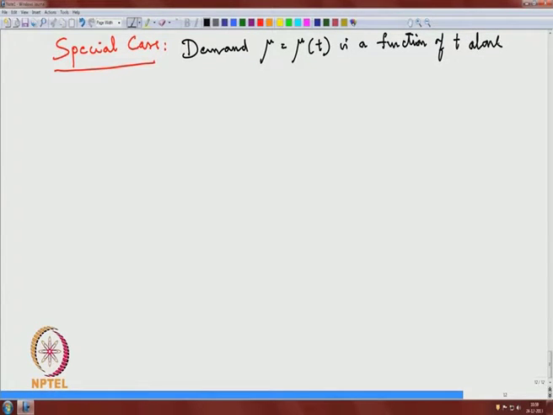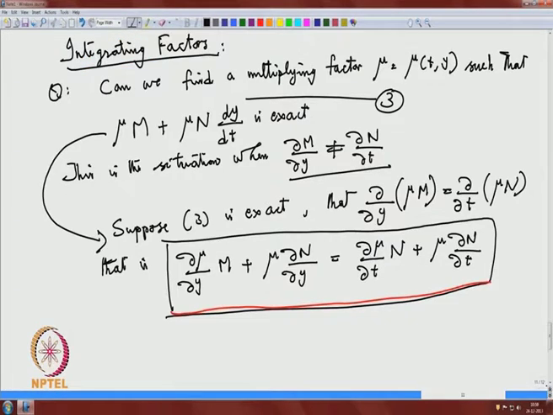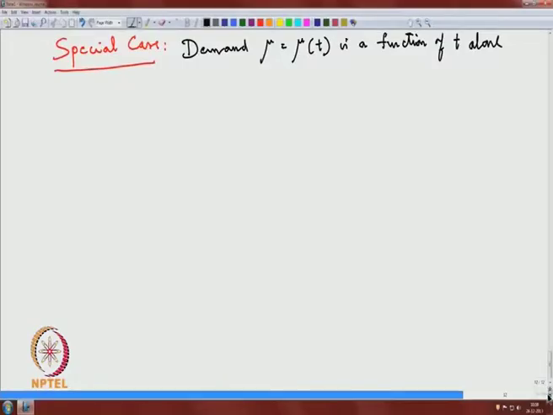So if that is the case, look at this equation. If mu is a function of t alone, then this term vanishes, and then you will have an equation of first order for mu. That is where the advantage is. So by demanding either mu is a function of t alone or mu is a function of y alone, we are removing a term, and the equation becomes a first order ODE, which we can solve. That is what we will do.